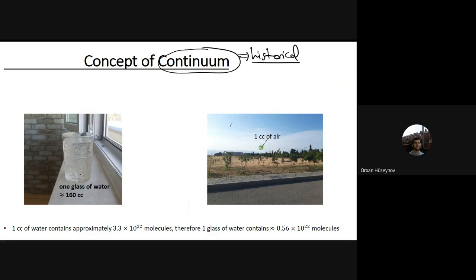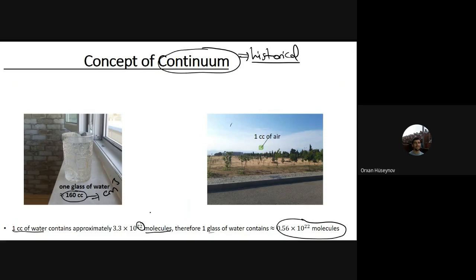One is the glass of water. The size of the glass of water is 160 cc. cc means cubic centimeters. And the size of the air is 1 cc, 1 cubic centimeter. In 1 cubic centimeter of water, we have 3.3 times 10 to the 22 molecules. Therefore, one glass of water will be 160 multiplied by this quantity, and you will get this amount of molecules. In a similar manner, 1 cc of air will contain fewer molecules because from the molecular point of view, air contains fewer molecules per 1 mole. And therefore, you will have this amount of molecules in 1 cc of air.